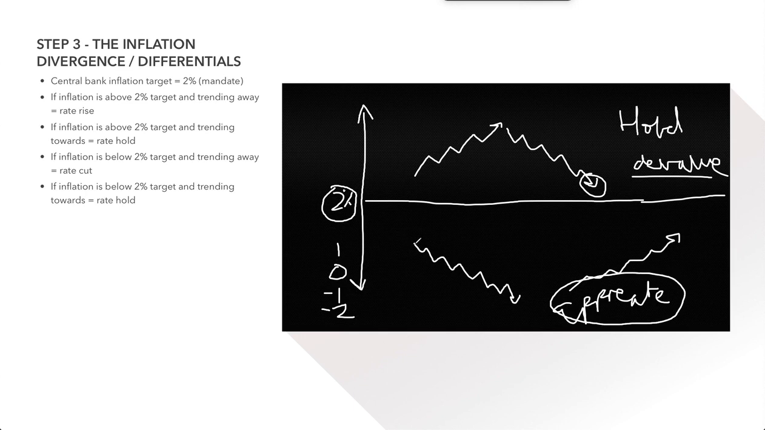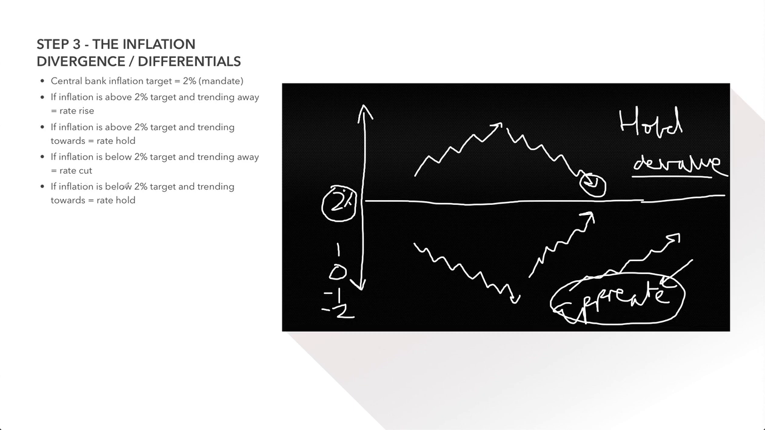So if inflation is already below the 2% and trending away, the currency is appreciating and they're not reaching their 2% target, which means they have to cut rates. And cutting rates means they have to devalue the currency. They have to counter the appreciation by devaluing the currency to bring it back to the 2% target.